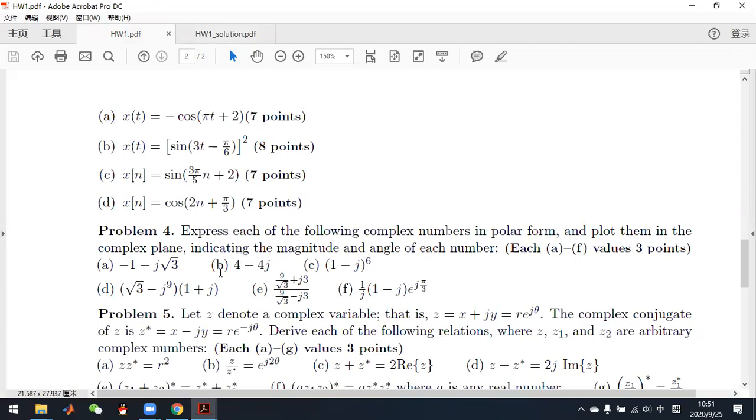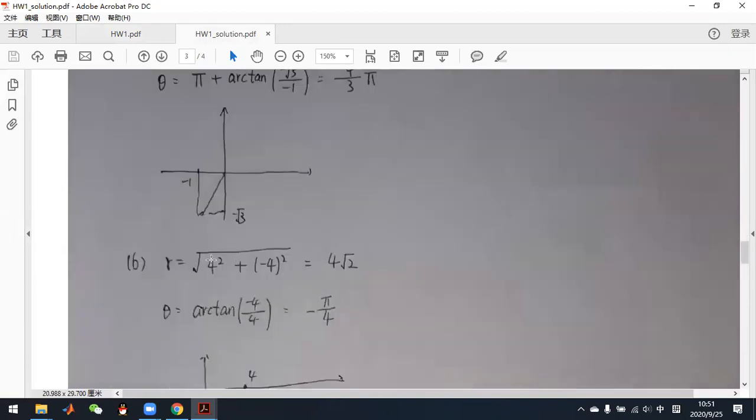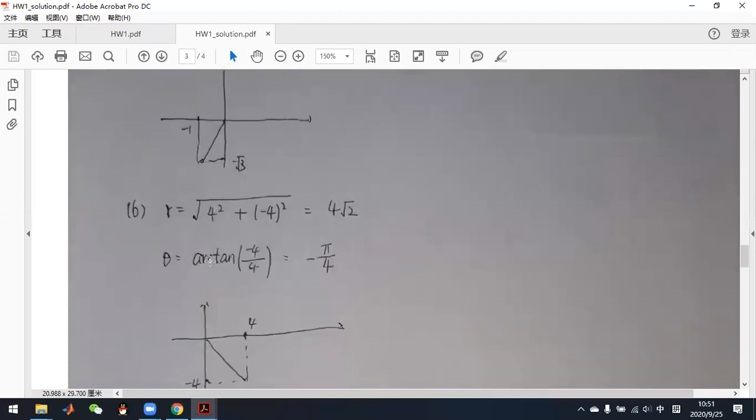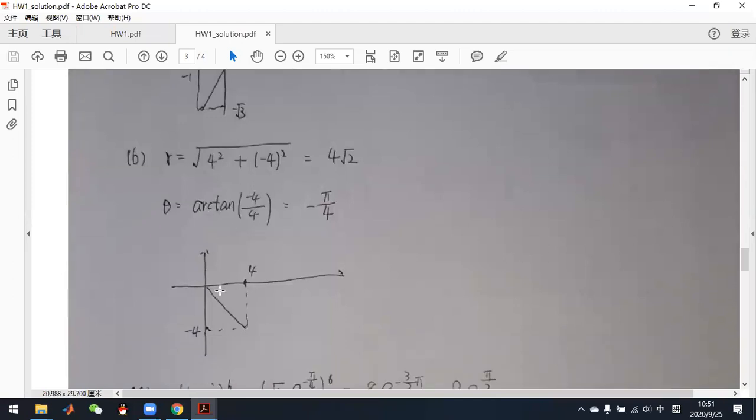And the next one, 4 minus 4j. The real part of the number is 4, and the imaginary part is minus 4, and the magnitude is 4 times the square root of 2. And the angle is just this angle. It is minus pi over 4. So we can plot the number in the complex plane like this.